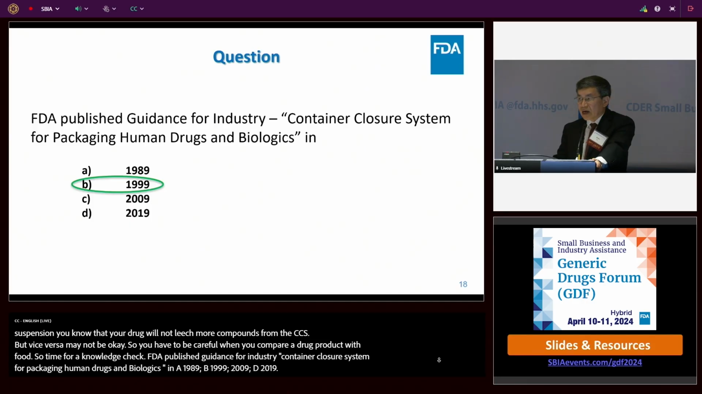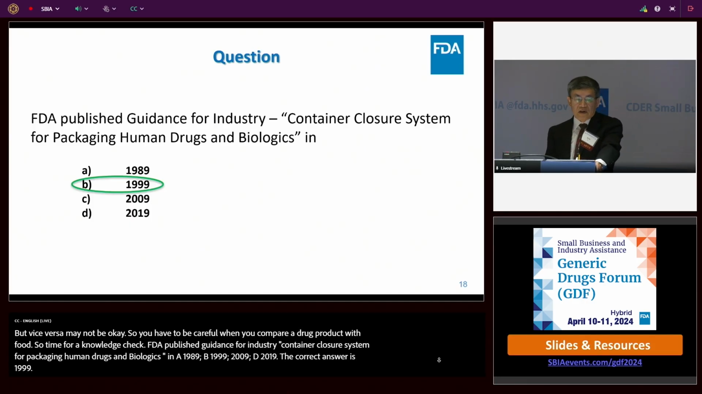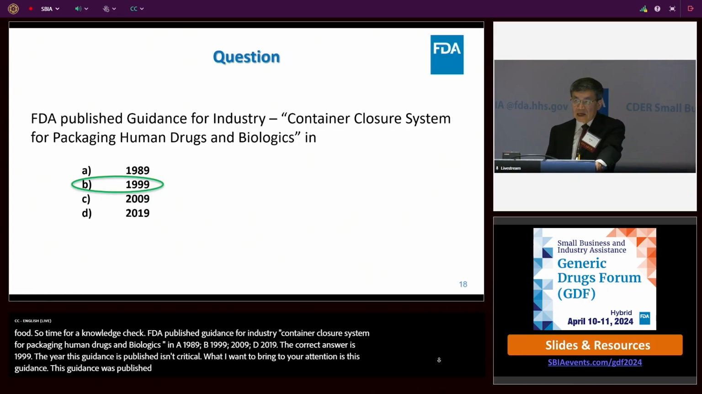The year this guidance was published isn't really that critical. What I want to bring to your attention is this guidance. This guidance was published 25 years ago, but even today it still remains a valuable reference when you qualify your CCS for your drug product.